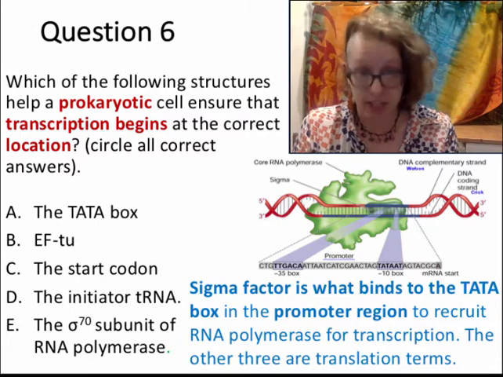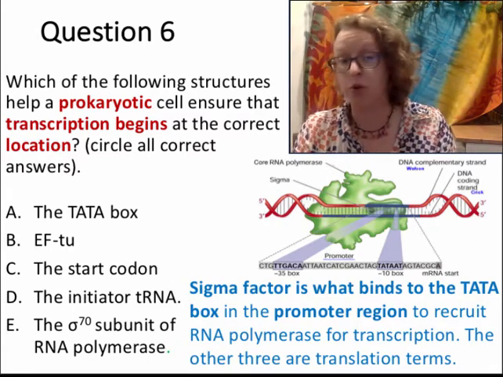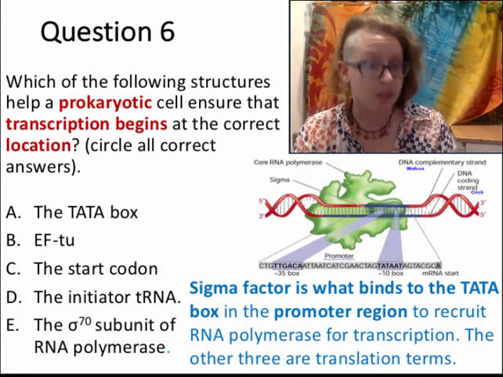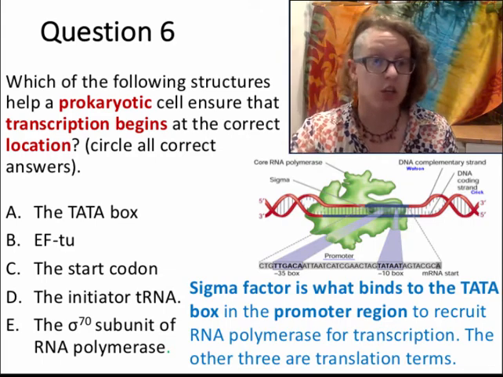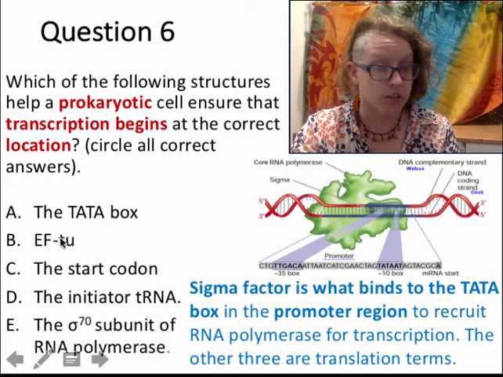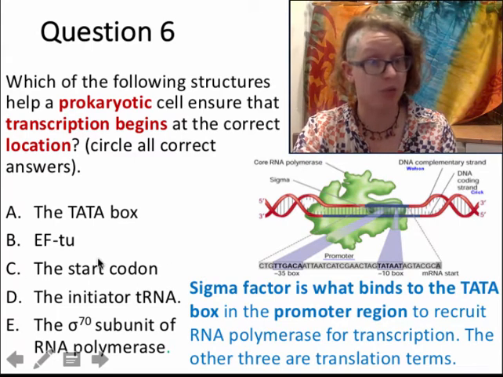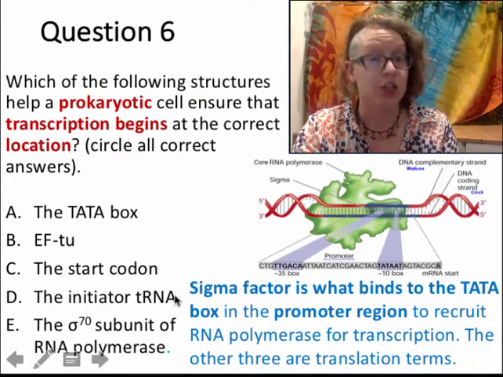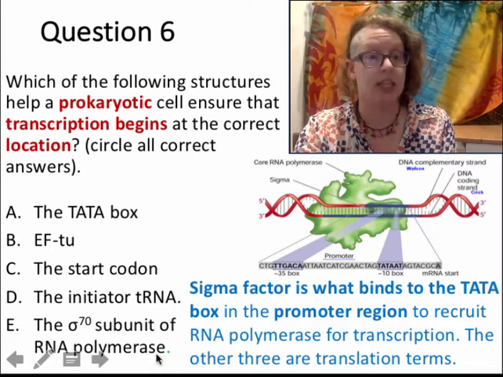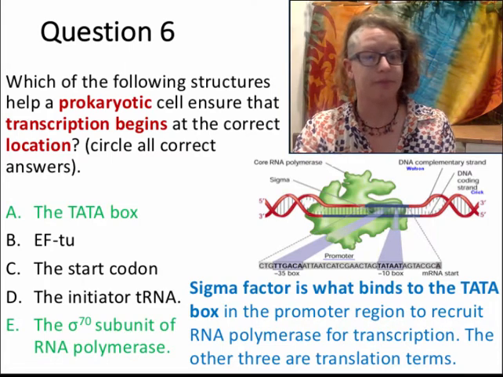This is a sigma factor thing. It's what binds to the Tata box in the promoter region to recruit RNA polymerase for transcription. And the other three things are translation terms. So this is transcription, that's translation. The start codon is also a translation thing, that's important for translation. The initiator tRNA is translation, it's this sigma thing that's the other important part here. So the answers are A and E.